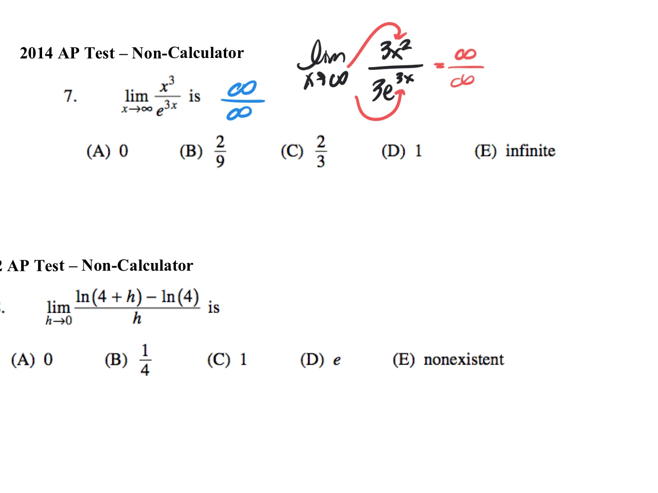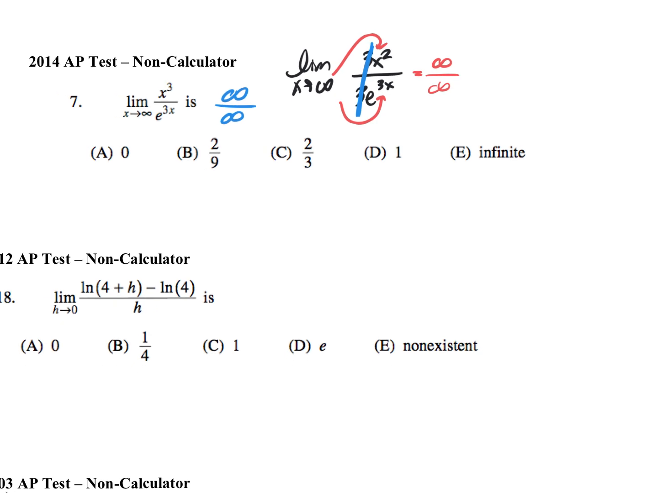Kate says, if we've got to do this again, could we just get rid of those 3s? I'm down with that, Kate. I'm down with that a lot. So she says, let's get rid of that and let's apply L'Hopital's rule again. Derivative of x squared: 2x. Derivative of e to the 3x: 3e to the 3x, because we've done that one.